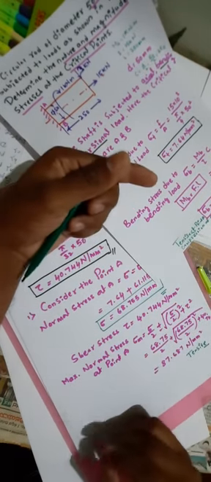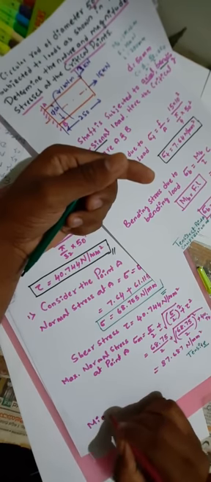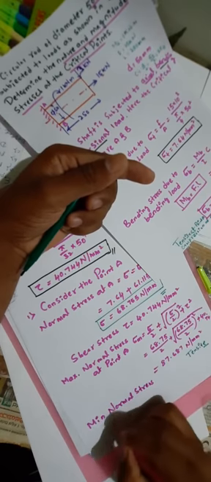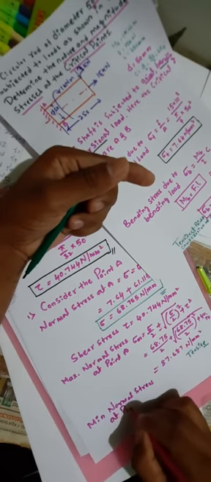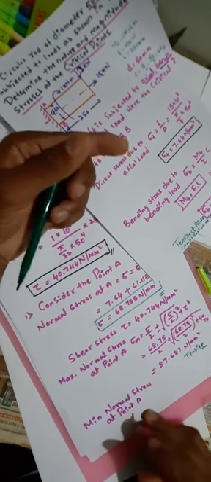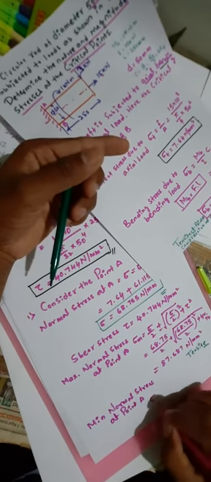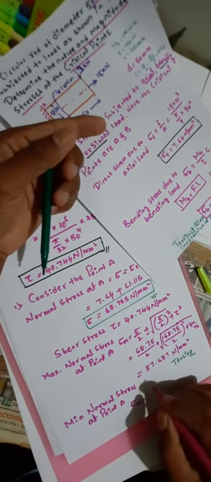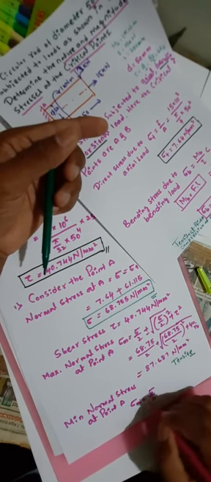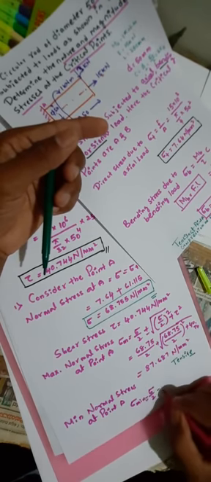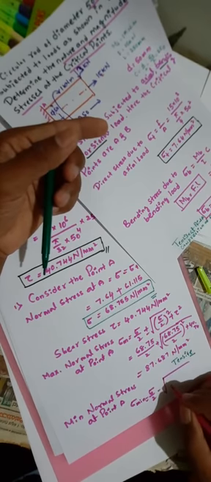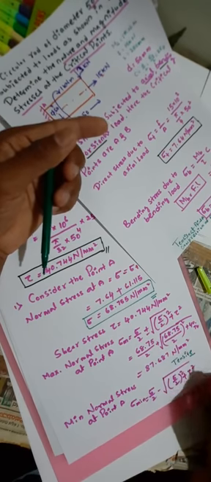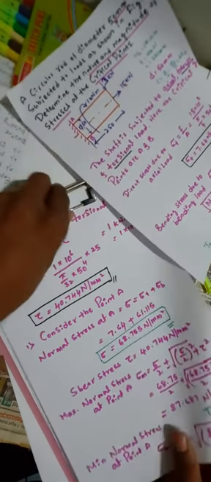Okay, same way here, minimum normal stress at point A. The formula is sigma minimum is equal to sigma by 2 minus square root of sigma by 2 whole square plus tau square.